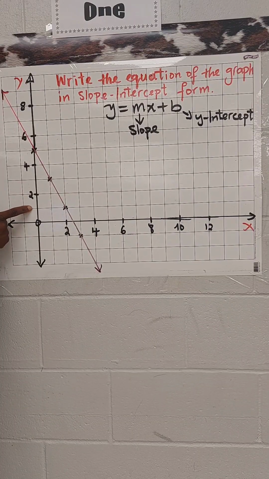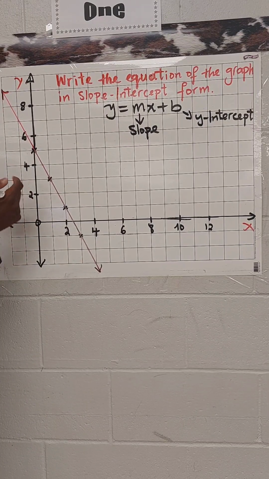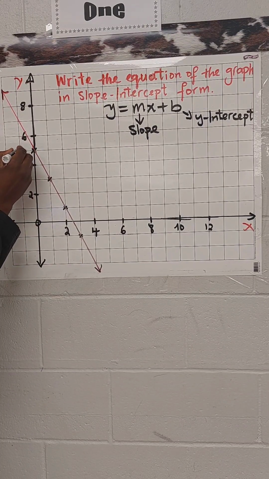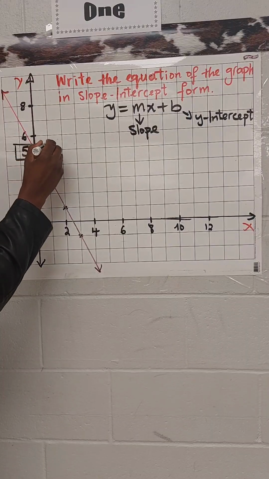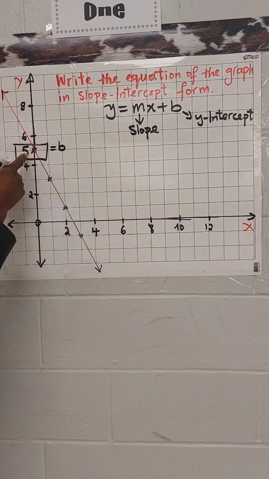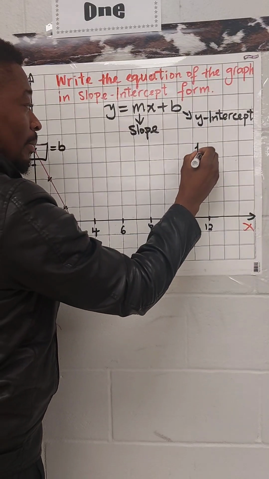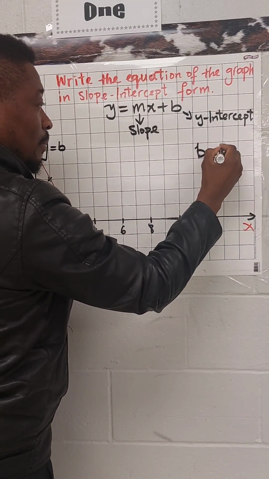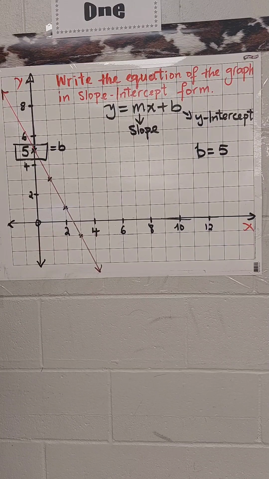We see it goes 1, 2, 3, 4, 5, 6. So the odd numbers are missing, but there is space for them. There's room for them. So the number that is supposed to be here is a 5. So this 5 is the y-intercept. So this is what b equals. b equals 5. So we already know what b equals. b, which is the y-intercept, will be 5 for this graph. Now we know the y-intercept, we need the slope in order to write the equation.